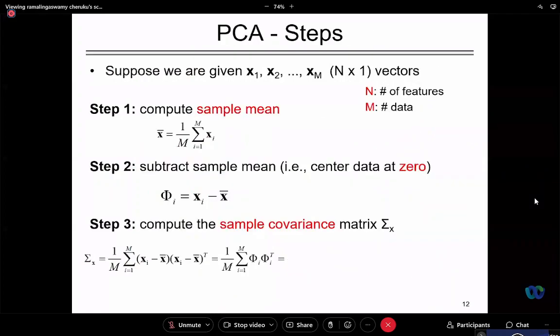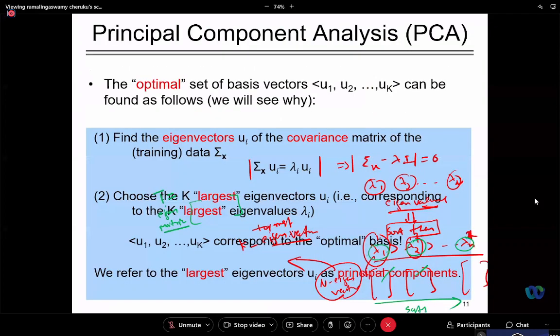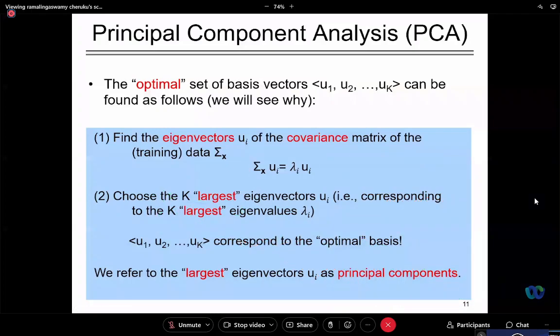So we refer to the largest eigenvectors here as principal components. How did you get them? This is an eigenvector, this is an eigenvector, this is an eigenvector, corresponding to lambda 1 dash, lambda 2 dash, lambda k dash. This will form the T.